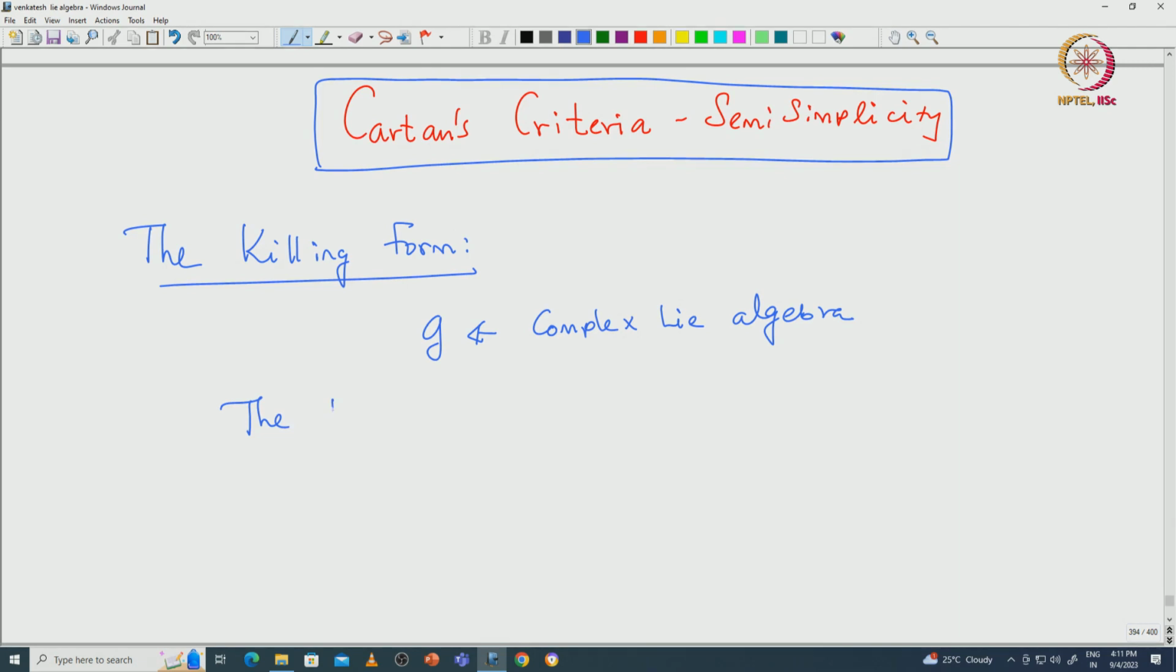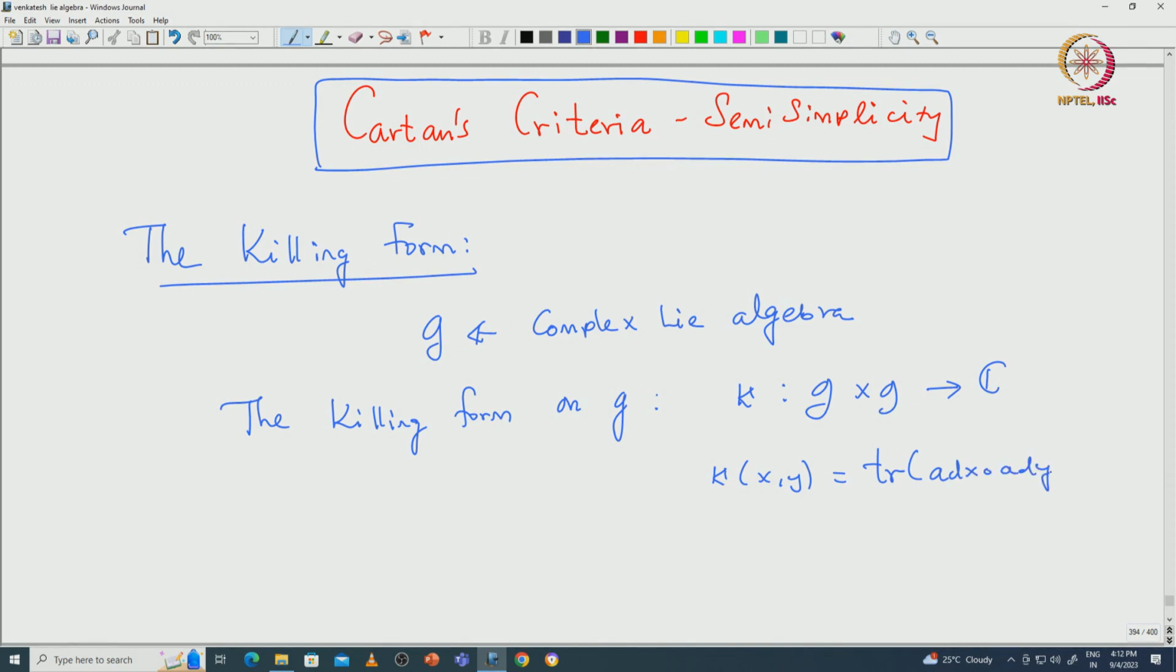Then the Killing form is defined on g. It is a symmetric bilinear form defined by the following condition. It is denoted by kappa, defined from g cross g to the complex numbers. It is defined to be kappa of x comma y equals the trace of ad x composition ad y, for all x, y in g. So this is how it is defined.